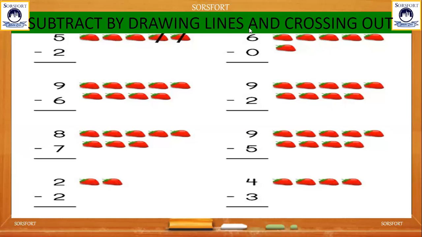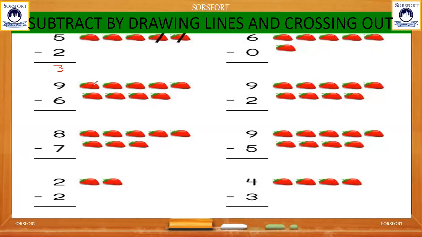Subtract by drawing lines and crossing out. 5 minus 2. In 5 strawberries, we have to cross out 2. Remaining, how many are left over? 1, 2, 3. How many left over? 3.